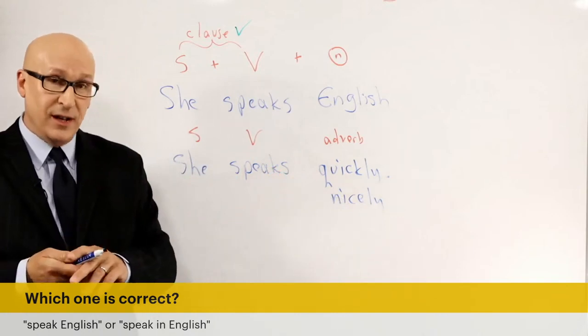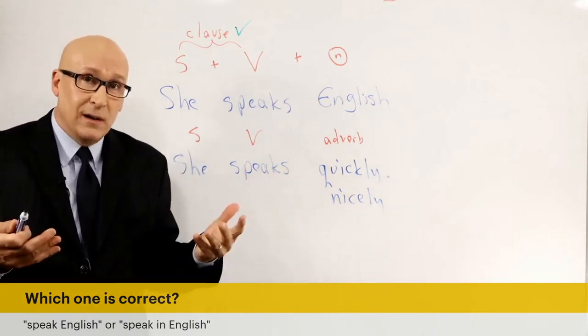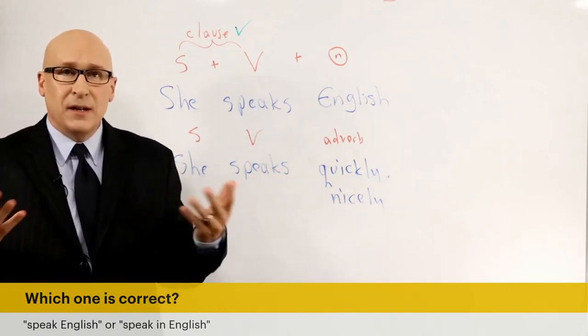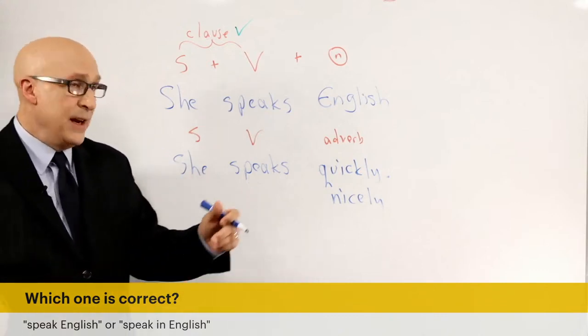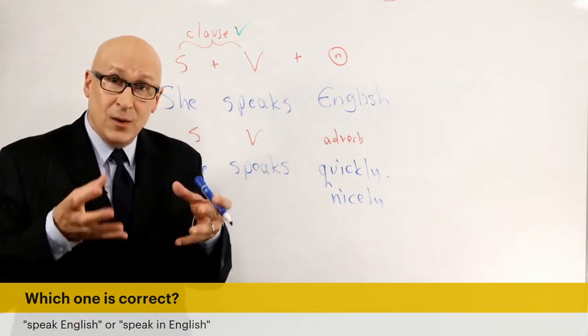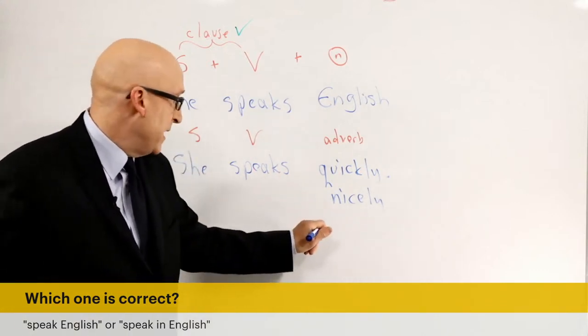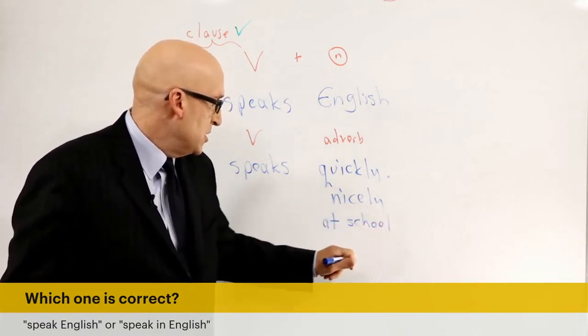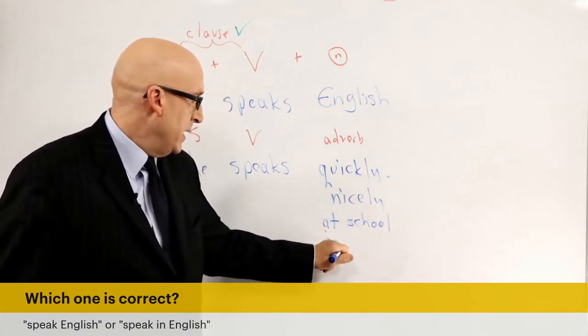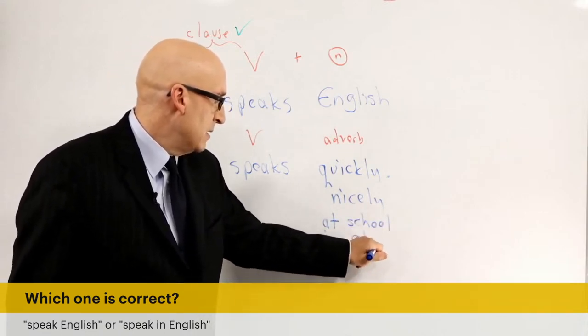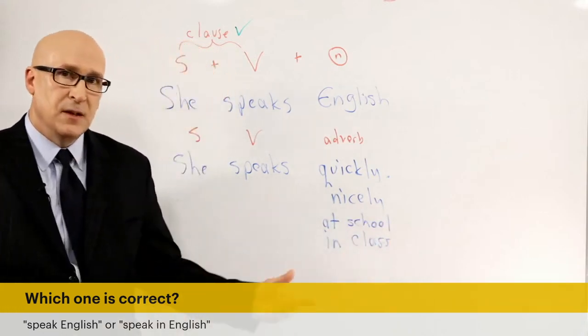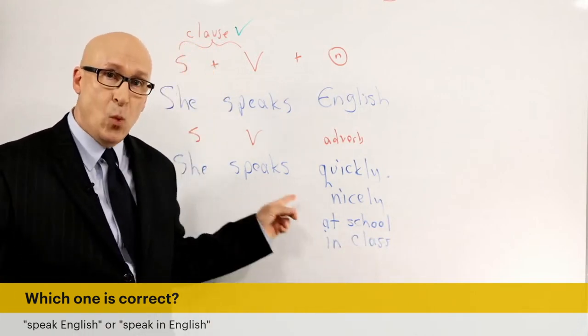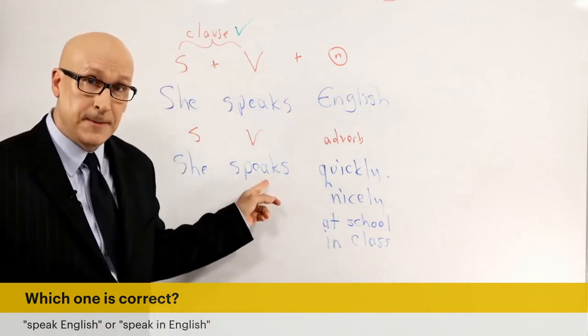But what if my question is where or in what circumstances? Then I could put an adverb phrase with a preposition. She speaks at school. She speaks in class, right? So this preposition phrase tells us where the action happens, okay?